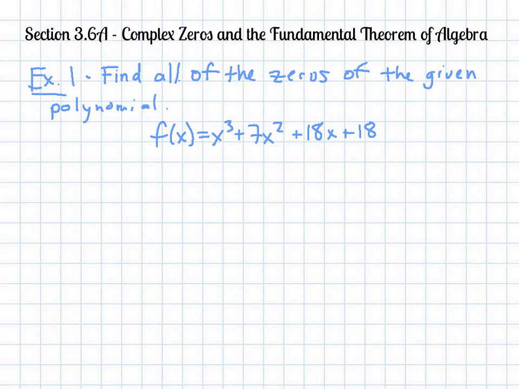Today's lesson, section 3.6a, complex zeros and the fundamental theorem of algebra, will be finding all the zeros of a given polynomial when our answers are complex numbers. So I'm going to use my rational zeros theorem. So my q is 1 and my p is 18.